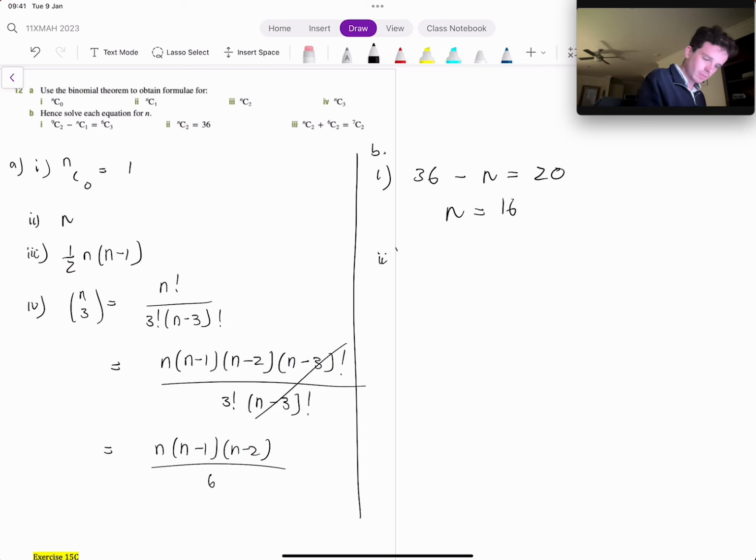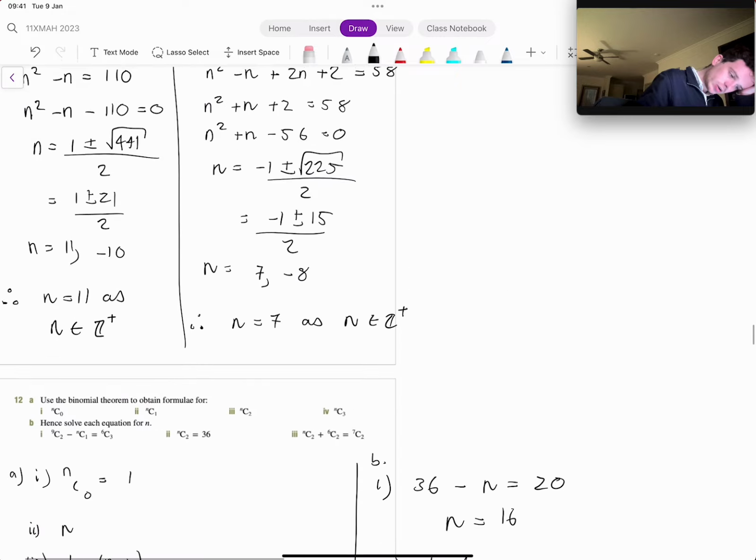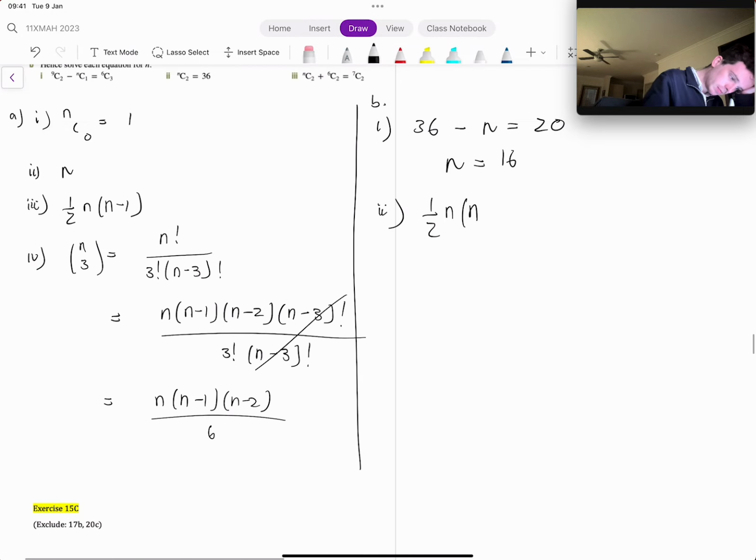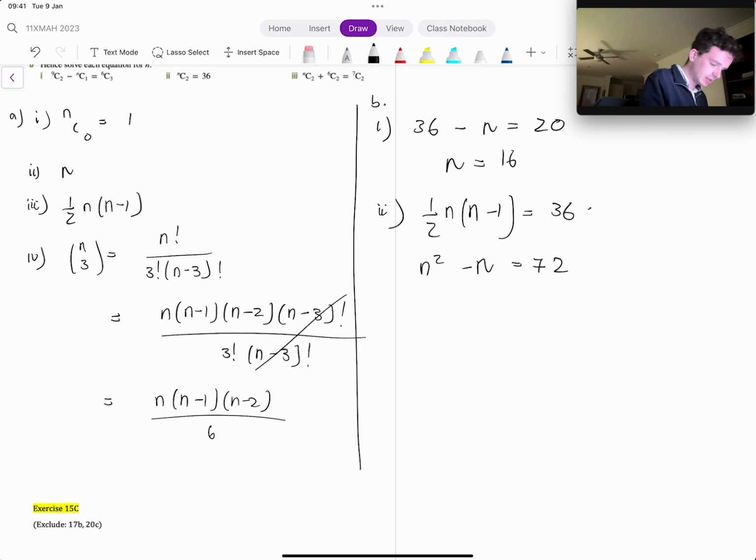Part 2, n choose 2 is 36. That's just another one of those equations. So n choose 2 is 1 on 2 n, was it n minus 1 or n minus 2? n minus 1. And that's equal to 36. So timesing the 2 up and expanding, n squared minus n is equal to 36 times 2, which is 72. So n squared minus n minus 72 equals 0.